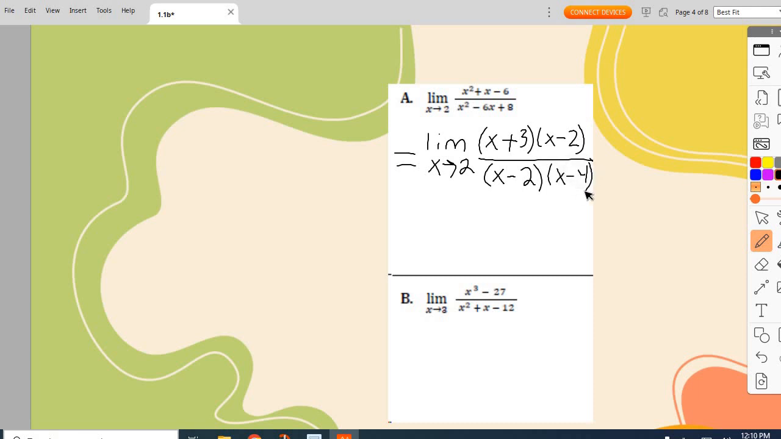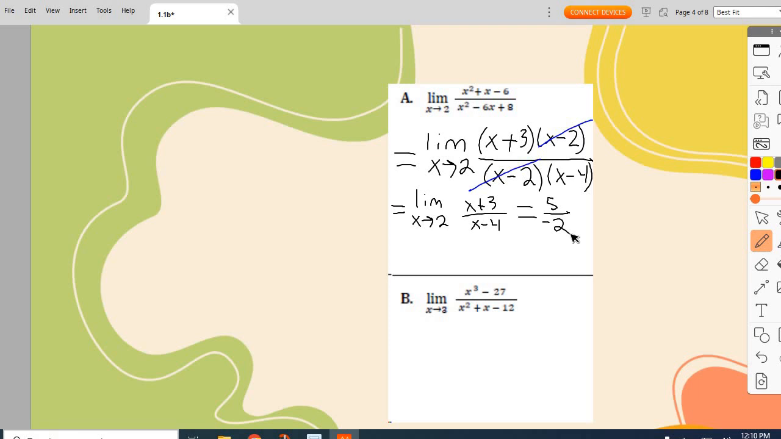Okay, so what reduces? The x minus 2's go away, which is nice, because now I have x plus 3 divided by x minus 4. So now when I plug 2 in, what do we get? 5 over negative 2, so negative 5 halves, or negative 2.5, whichever.